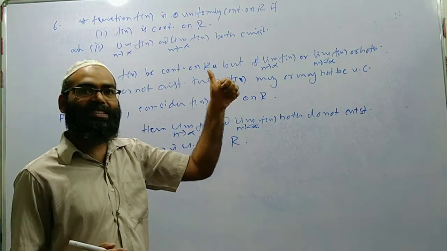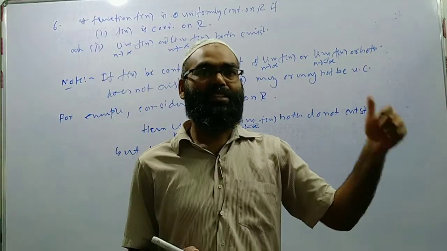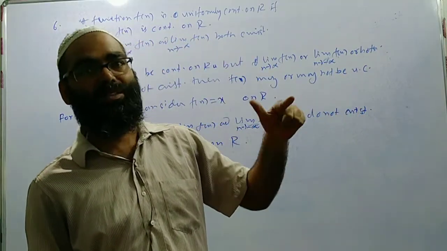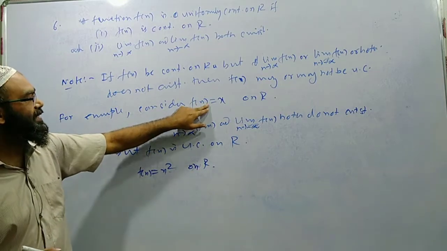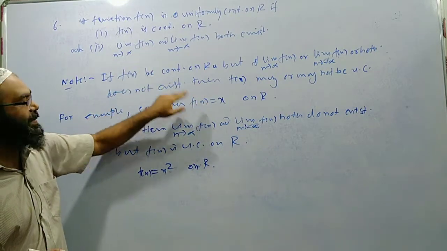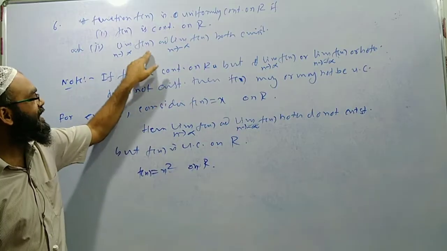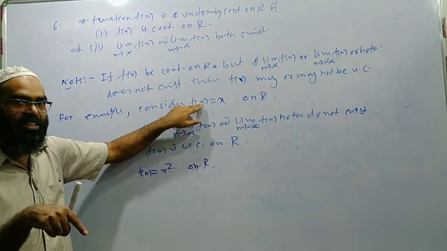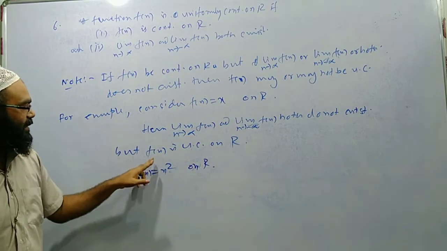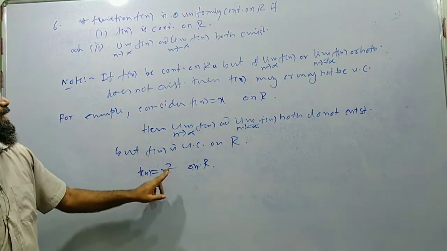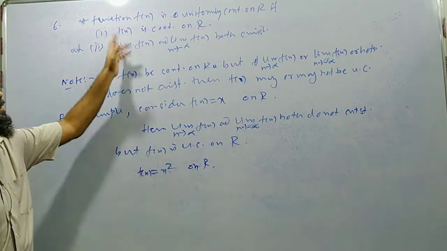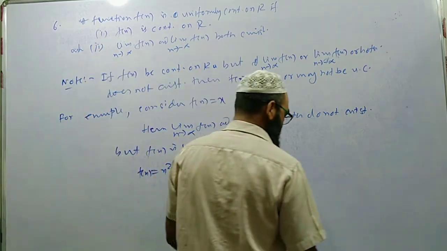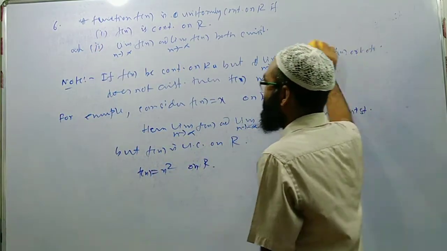Number one, f(x) may be uniformly continuous. Number two, f(x) may not be uniformly continuous. These two examples are given here. For this function, this condition is satisfied, and f(x) is uniformly continuous. This condition is not satisfied, but f(x) is uniformly continuous. Whereas for this function f(x) equal to x square, the function is not uniformly continuous. This condition is violated and it is not uniformly continuous.